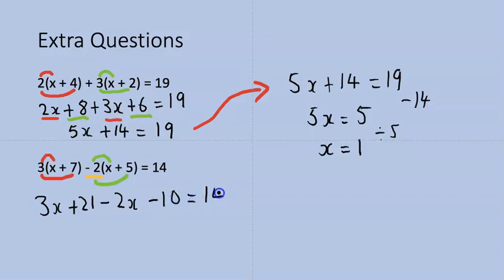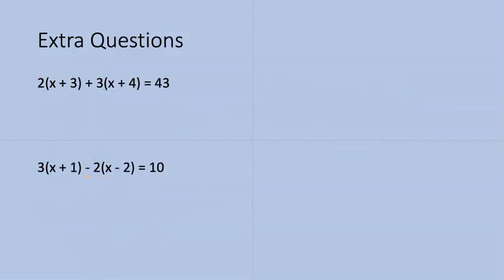That gives me 14. I do the same as I did before. Collect up my x's. So 3x take away 2x is 1x. So just x. And then 21 minus 10 is 11. So I'll write plus 11. That equals 14. What plus 11 equals 14? It's 3. So x is equal to 3. So have a go at these ones yourself. Pause the video and then I'll go through how to do it.